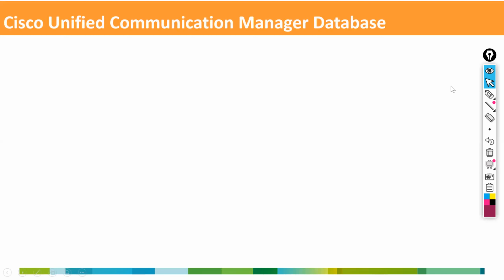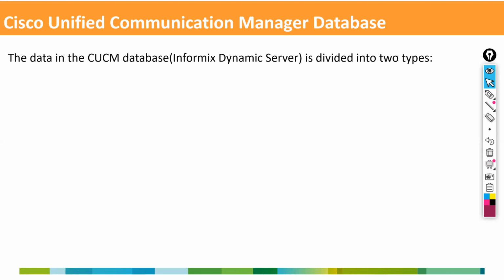Next, the database. There are two types of database we have: one is the user-facing database, and another is the static configuration database. The database of CUCM is divided into two types. For the database, we call it IDS, Informix Dynamic Server. This is actually an IBM concept, because earlier IBM was manufacturing the hardware. So they gave this name, and Cisco is still carrying the same name, Informix Dynamic Server. This is the location where the data is stored.